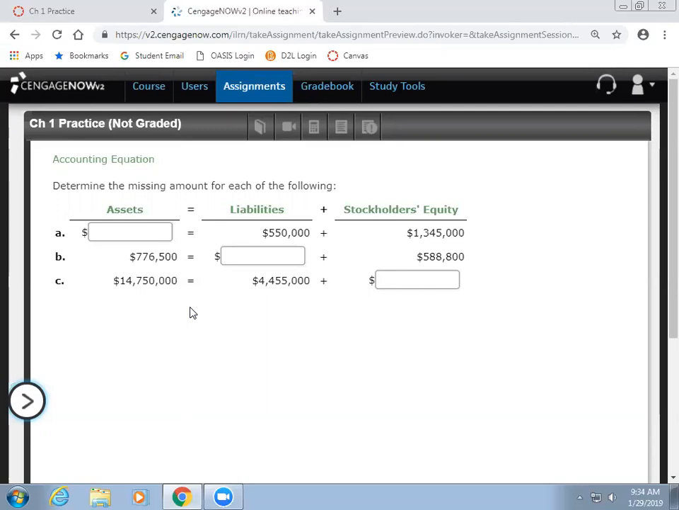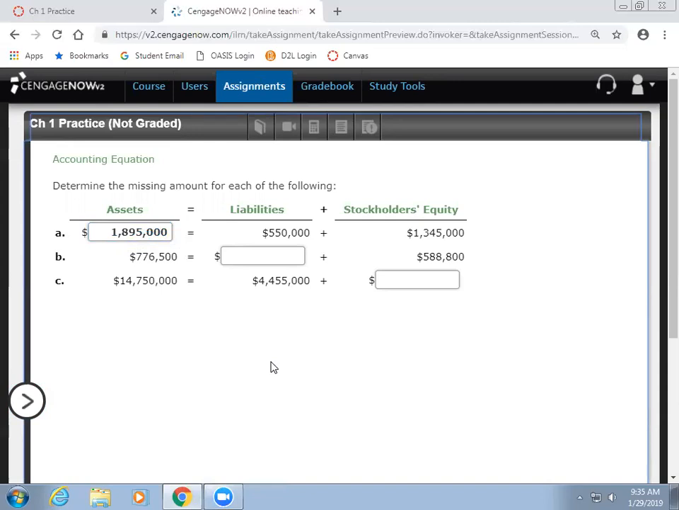So this first one is just balancing the accounting equation. Again, our accounting equation is assets equal liabilities plus stockholders' equity. If we know two of the numbers, we can always solve for the third. That first one is really easy because you just have to add, right? So what do my assets equal? What are my assets if my liabilities are $550,000 and equity is $1,345,000? $1,895,000. Very good, $1,895,000. Okay, so again, that was pretty easy. We just add to figure it out.